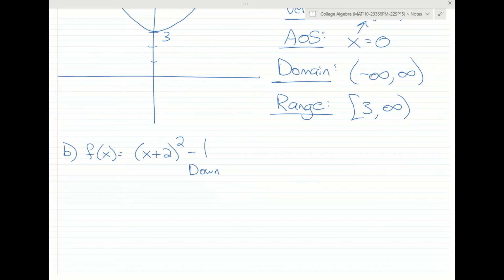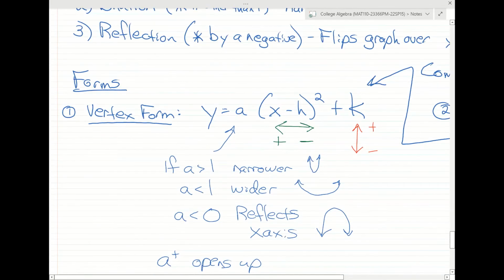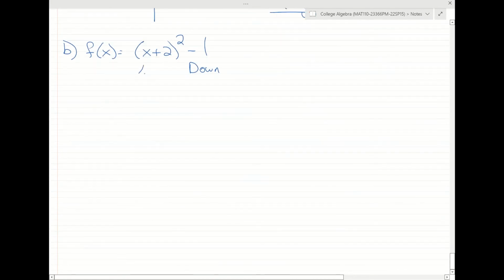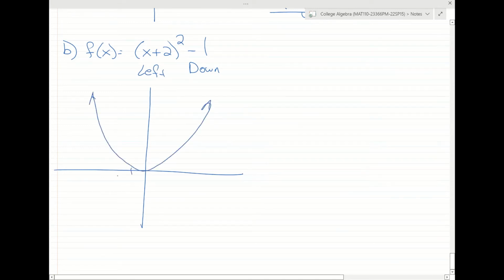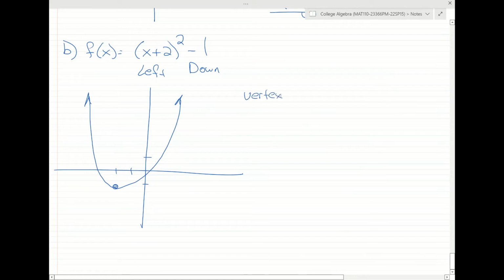Well, let's look at our notes. It says plus 2. If the inside is a positive, it looks like it's going to go to the left. What does this graph look like? And again, it doesn't have to be exact. This is the normal graph. Draw a graph that goes left 2 and down 1. It doesn't have to be perfect. That would be a perfect graph. It looks like it went to the left 2 and down 1.